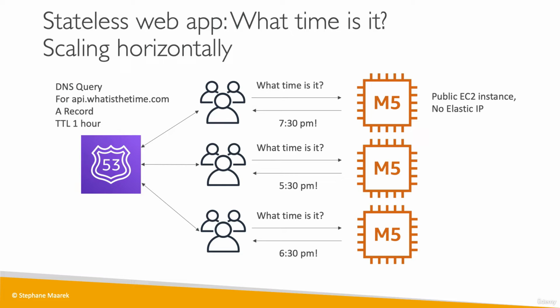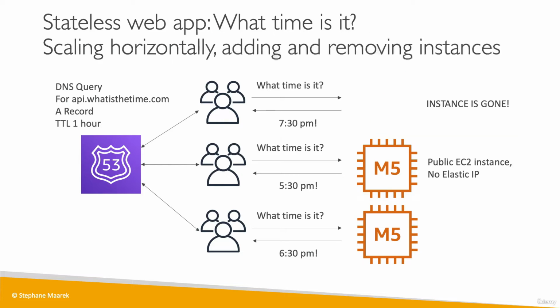But what happens is that now we want to be able to scale, and be able to add and remove instances on the fly. And so when we do remove an instance, what happens? Well, it seems like these users on the top, they were talking to this M5 large instance, but now it's gone. And it turns out that if they do a Route 53 query, because the TTL was 1 hour, they use the same response for 1 hour. So for 1 hour, they'll try to connect to that instance, and that instance is gone.